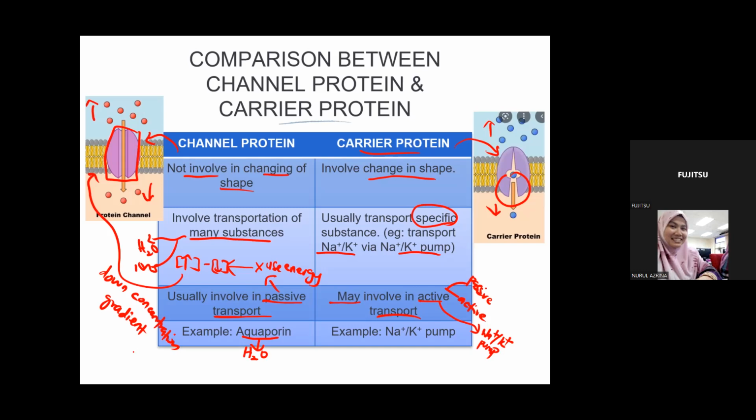Okay, Madam baru teringat satu benda lagi. Apa lagi kita boleh bezakan pengangkutan melalui channel protein dengan pengangkutan melalui carrier protein? Which one is faster? Which one is transportation agak sedikit slow? Carrier protein ke channel protein? Okay, good. Carrier protein transportation will be a little bit slower.